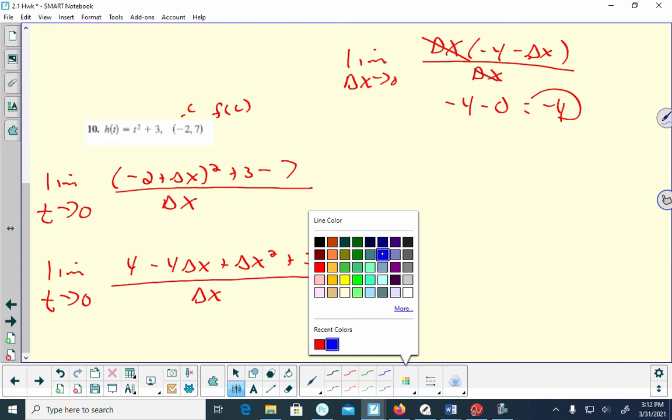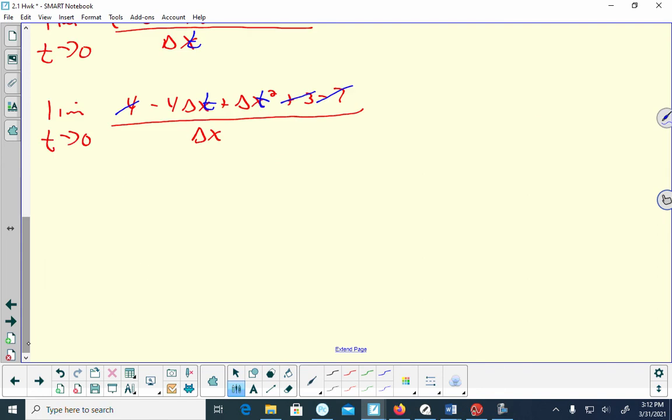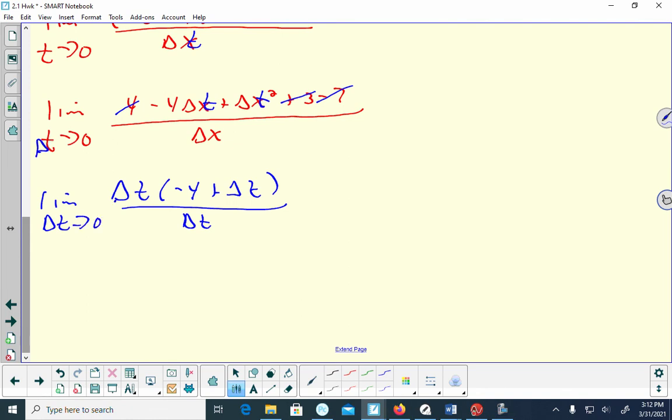Here the 4 and 3 are 7, minus 7 is 0. I can factor out delta t from what's left. So I'm going to take a delta t times negative 4 plus delta t, all over delta t, and I'm taking the limit as delta t approaches 0. Delta t simplifies, putting in a 0 for this, and I'm going to get negative 4.